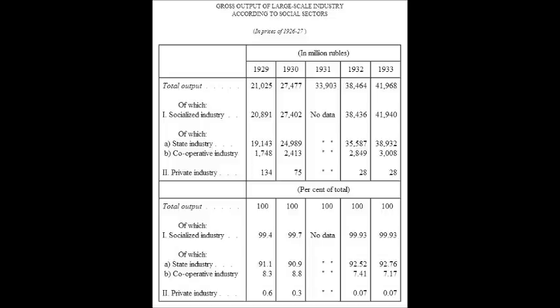So 99.9% of the total output was in the socialist sector, and 0.07 was in private sector, and 92% belonged to the state industry sector, slightly above 7% to worker co-ops. But we're talking about output in terms of money here, so of course the co-ops would be smaller as well. We're not talking about the relative amount of co-ops versus the relative amount of state sector enterprises. We're talking about the money that they're producing.